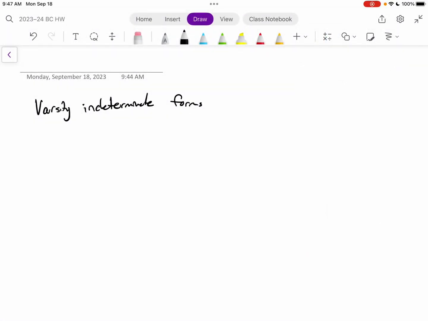Hey BC, you've just taken your test, and your homework that night is going to be looking at some of these variable indeterminate forms. I thought we'd go over the strategy for addressing them with a quick screencast, and then you guys should hopefully be able to do some of your homework.